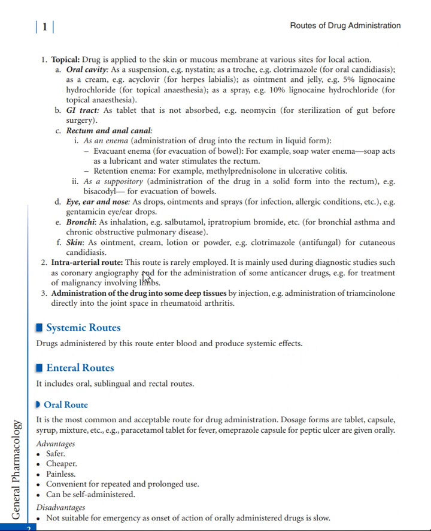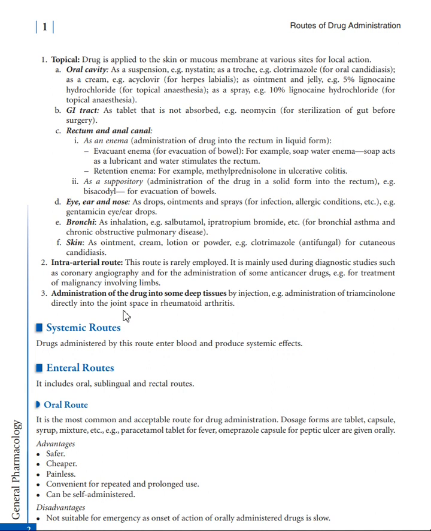Okay, examples you have for treatment. Now here the term is malignancy. Malignancy is nothing but a type of cancer. Malignancy is nothing but a tumor. It is a classification of cancer. Okay, malignant cells. Then you have administration of drug into some deep tissues.